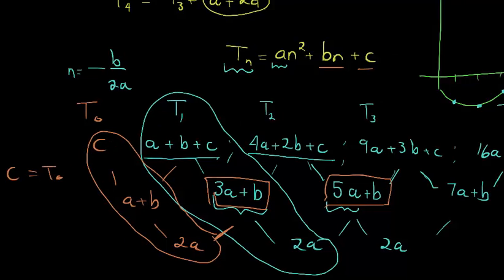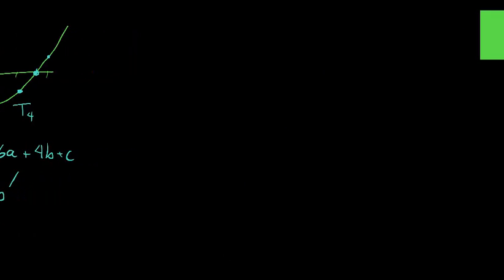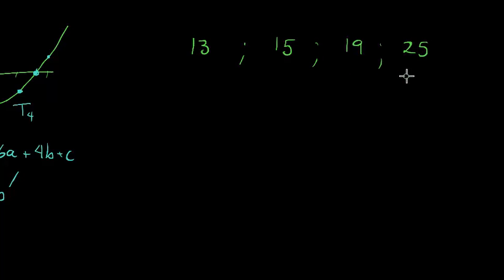So let me give you an example. Let's say we have a number pattern: 13, 15, 19, 25. Now let's get the constant differences. The first differences here are 2, 4, 6. My common difference here is 2, 2.